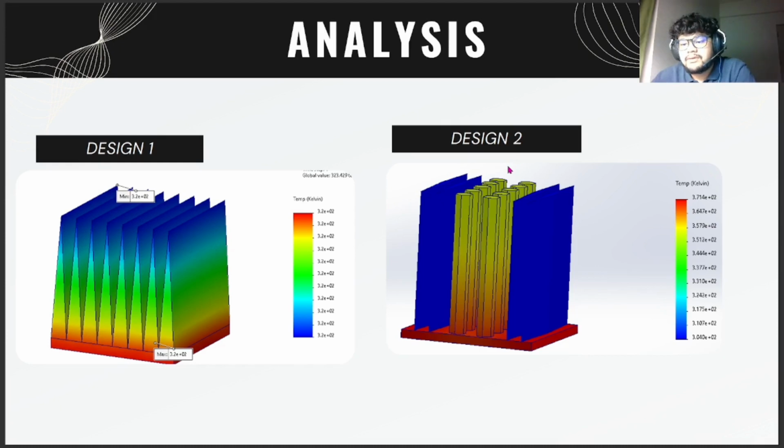For design 2, it is not so good. As you can see, there are only two fins that are blue, which is the coldest point. So the blue is 3.04 exponent power of 2, and the hottest one is 3.714 exponent power of 2.